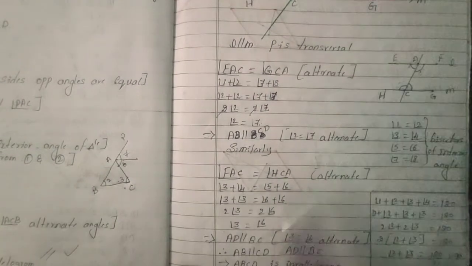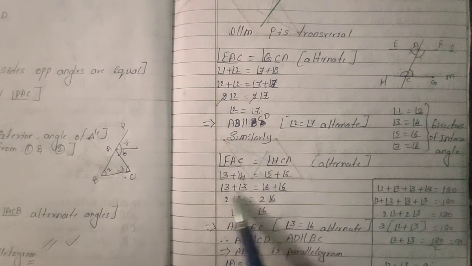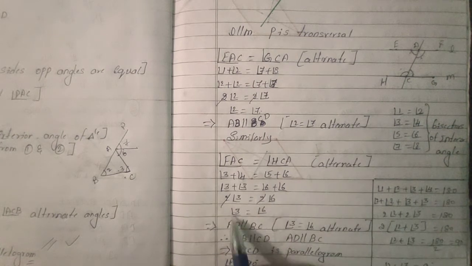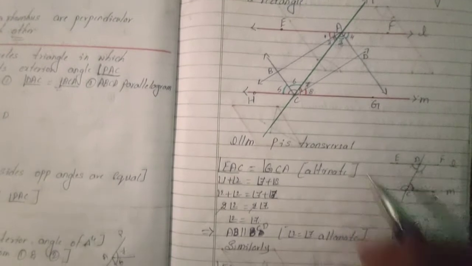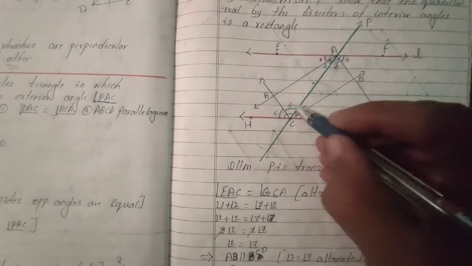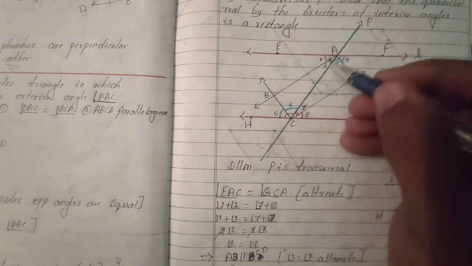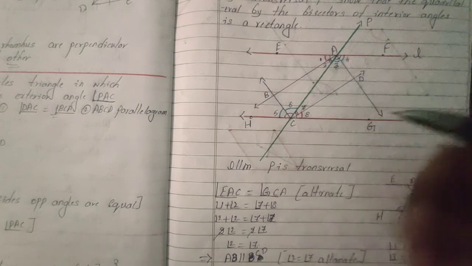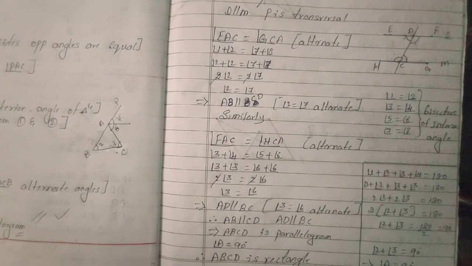Then 4 plus 3, 5 plus 6. 2 times of 3, 2 times of 6, 2 cancel. What I got? 3 equals 6. Come back. 3 and 6 are equal. Means one is right side, one is left side to this transversal line. Then AD, BC also parallel. AD parallel to BC.